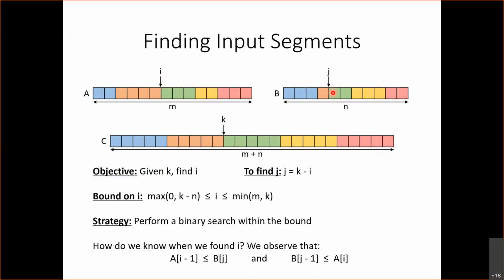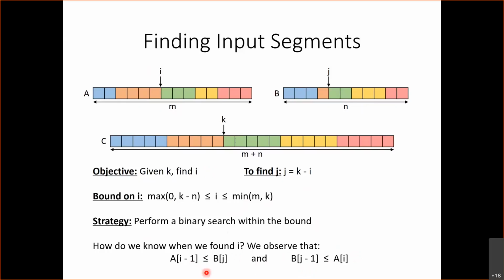And similarly, we know that B of J minus 1, so this element here, should be less than or equal to A of I, so this element over here. So these are the things we know about I, so we can use these things to determine when we have found I. Once we find the element that meets both of these conditions, it means we have found I.